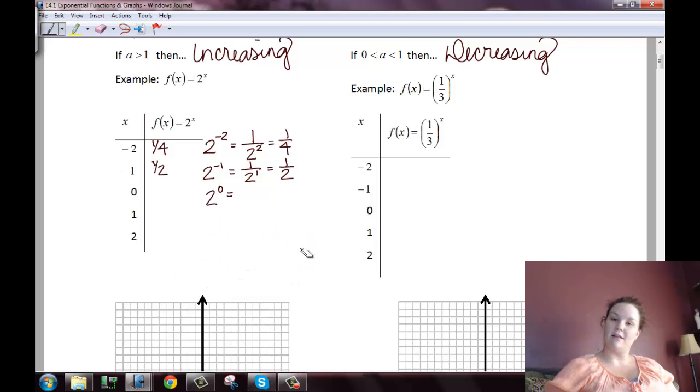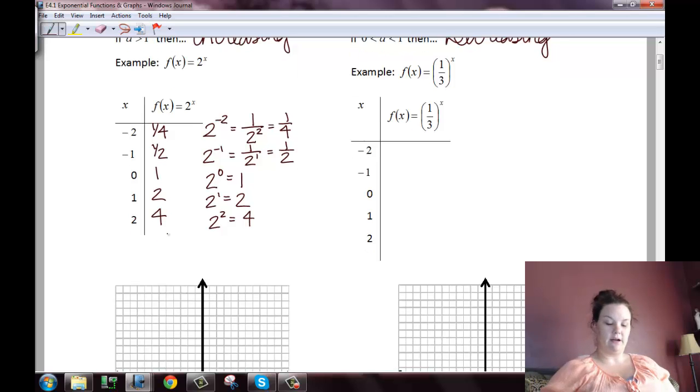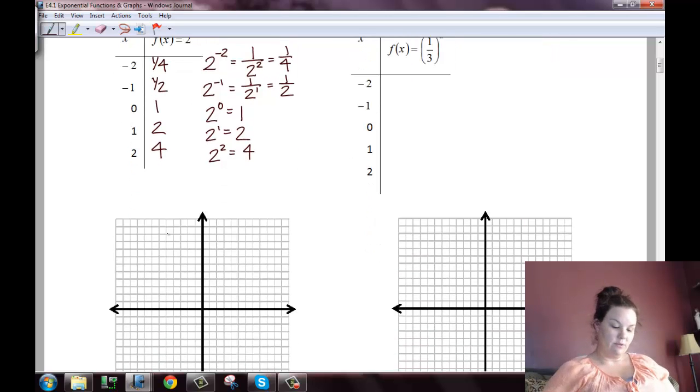That's just true. Okay? So 2 to the 0 is 1, and then 2 to the first power is 2, and 2 squared is 4. Okay. So I'm going to go ahead and go down here and graph this. So at negative 2, I'm at 1/4. At negative 1, I'm at 1/2. At 0, I'm at 1. At 1, I'm up at 2. And at 2, I'm up at 4.